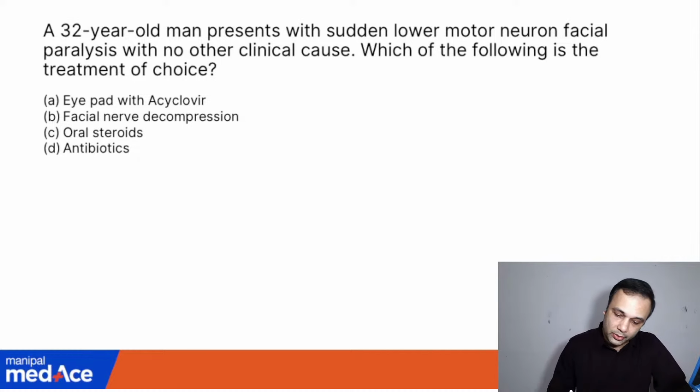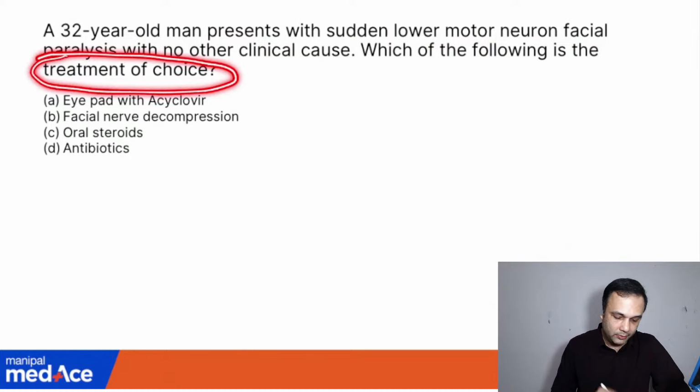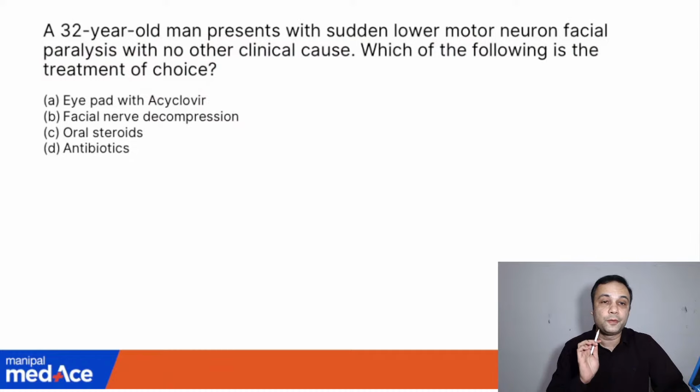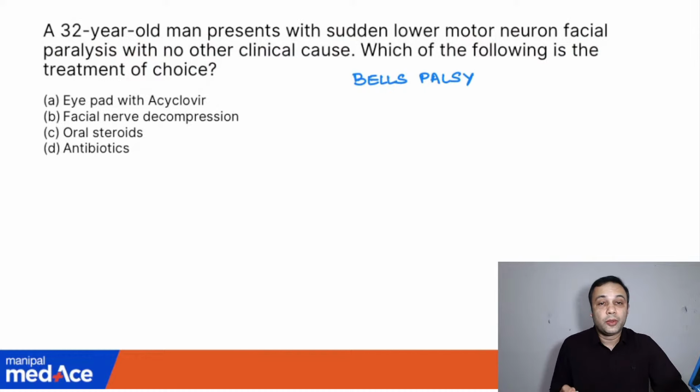You have a 32-year-old man who presents with sudden lower motor neuron facial paralysis with no other clinical causes. Which of the following is the treatment of choice? Mark this keyword here, that is treatment of choice, right? So what we are looking at here, without a clinical cause, you have a lower motor neuron type of facial paralysis. You are looking at Bell's palsy.